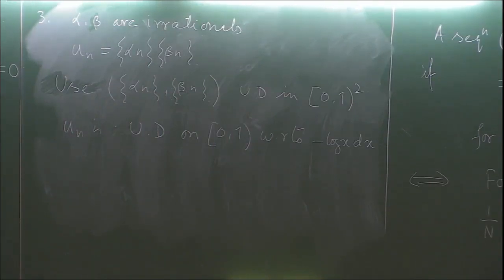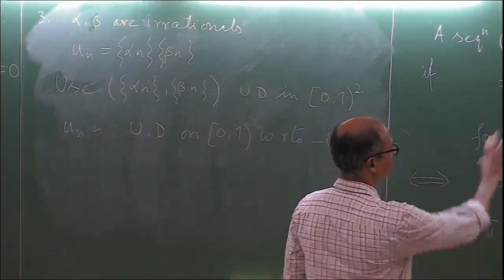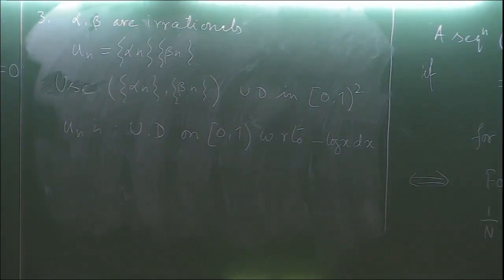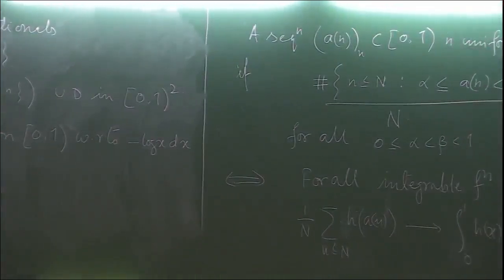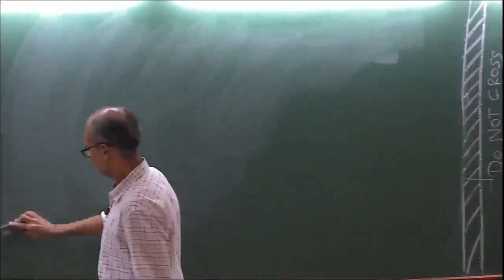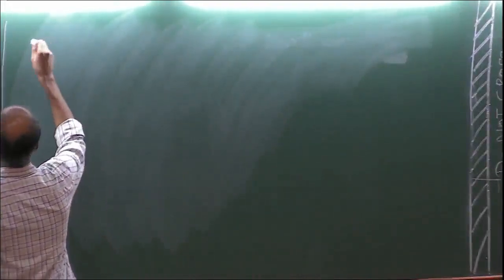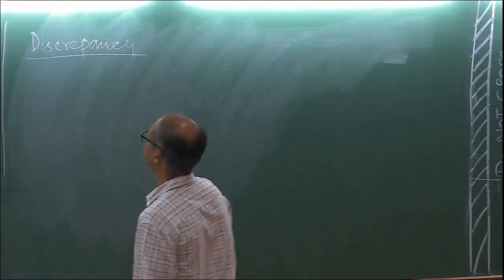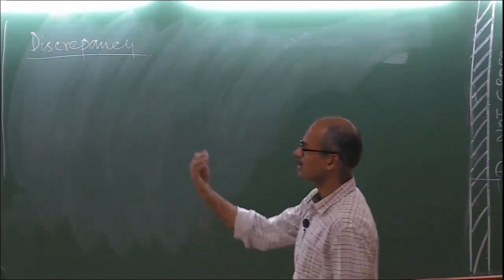Okay. So in the remaining time I would just go to discrepancy. So what is a discrepancy? We'll just write it. Discrepancy is essentially the difference between these two. This is supposed to converge to this, and so we simply look at the difference and the supremum of it over all possible subintervals.